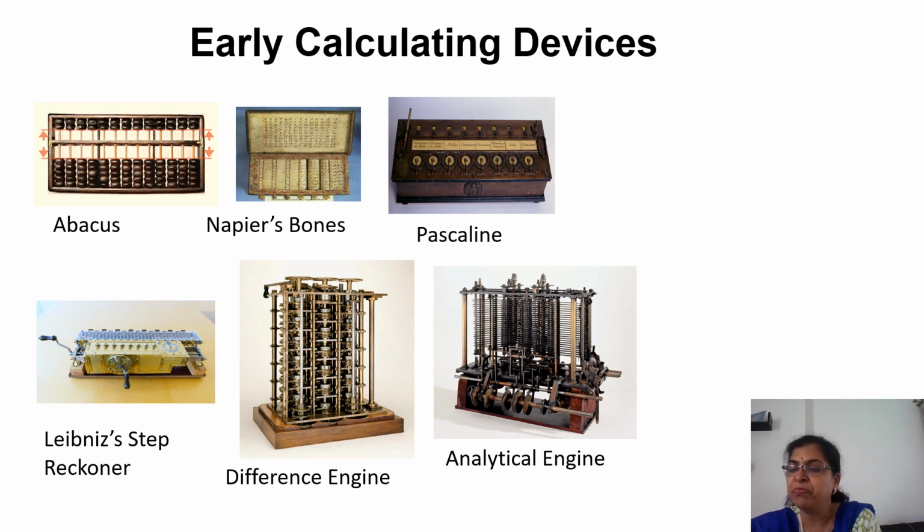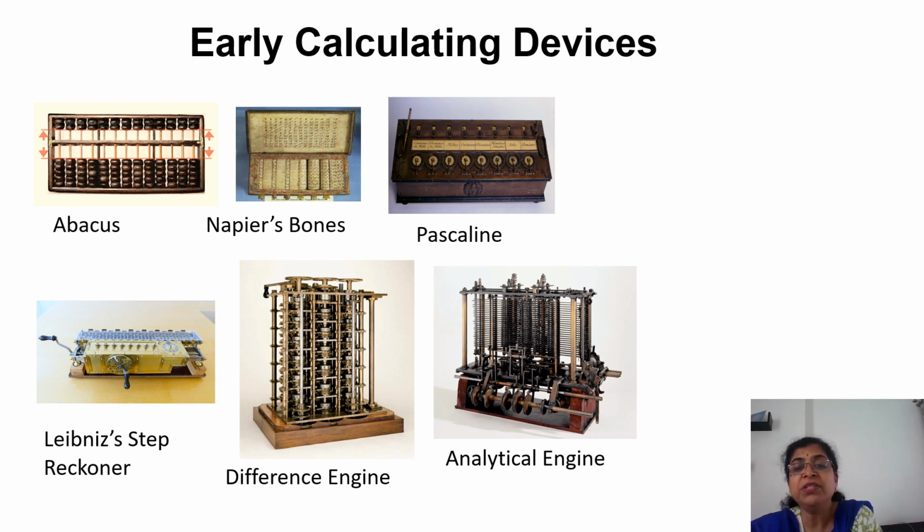In the course of time, in 1642, a French mathematician named Blaise Pascal introduced the Pascaline machine. It consisted of a box with movable gears and could add, subtract, multiply and divide numbers very easily. And on the basis of this, a German mathematician, Gottfried Wilhelm Leibniz, introduced the Leibniz step reckoner, the machine which can do calculations like addition, subtraction, multiplication and division.